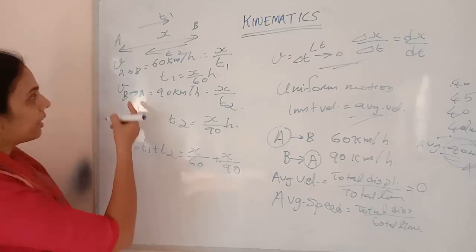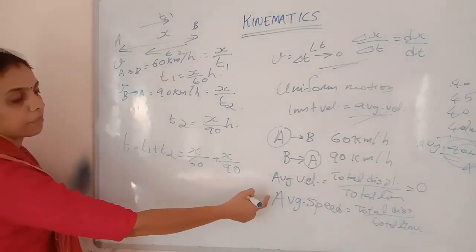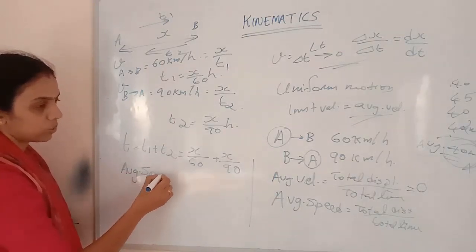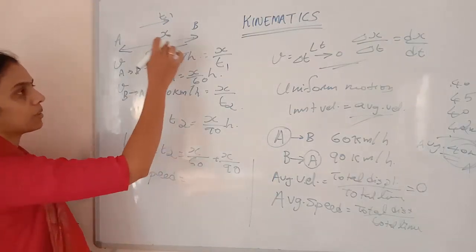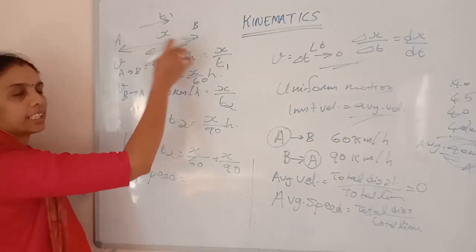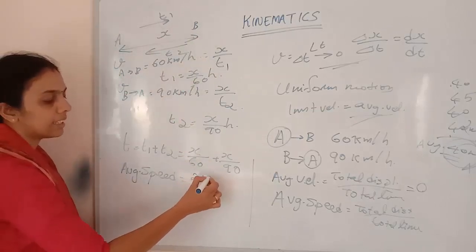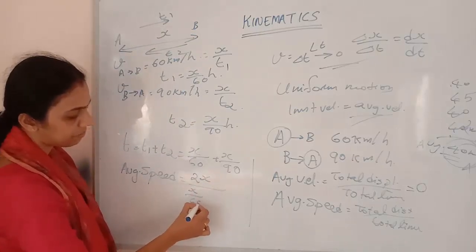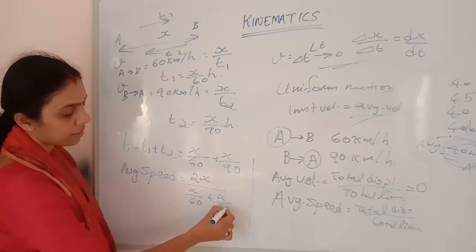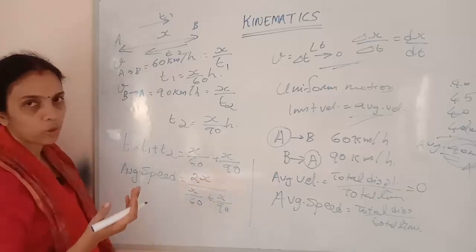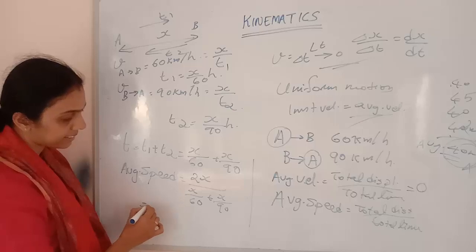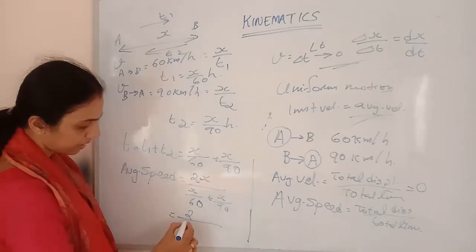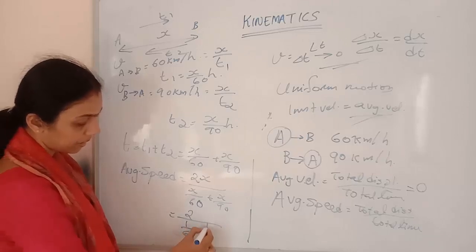Now we can apply the formula. What is the average speed? Average speed equals total distance covered. The total distance is x forward and x backward, so 2x, divided by the total time, x by 60 plus x by 90. Here the numerator and denominator both have x, so x and x will get cancelled. You will get 2 divided by 1 by 60 plus 1 by 90.